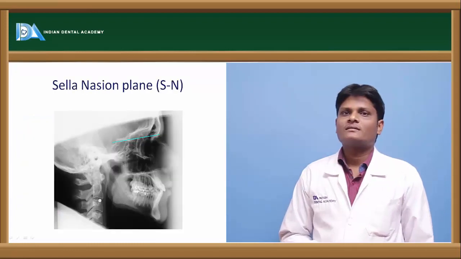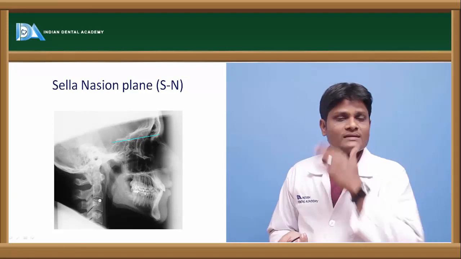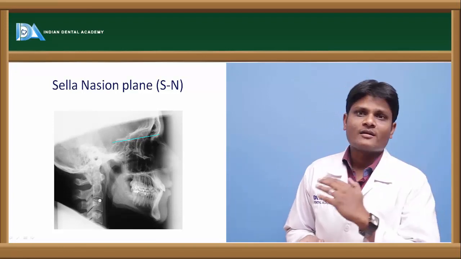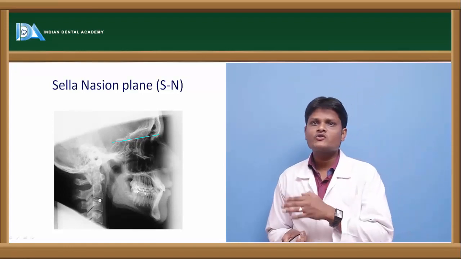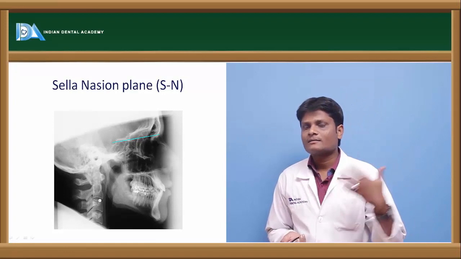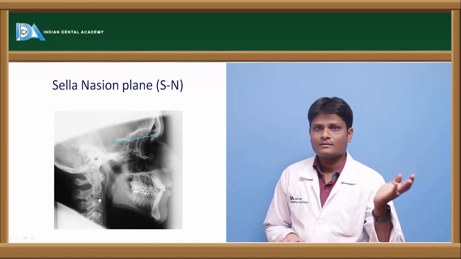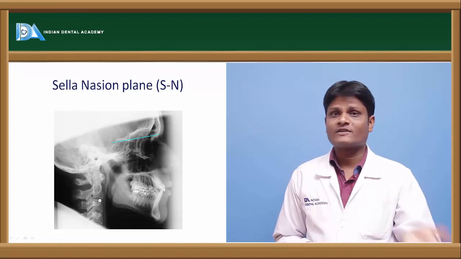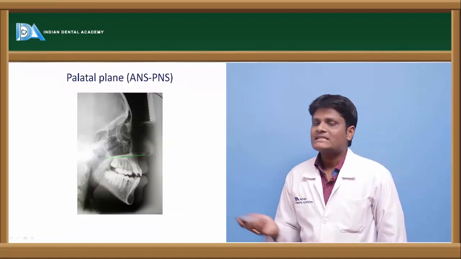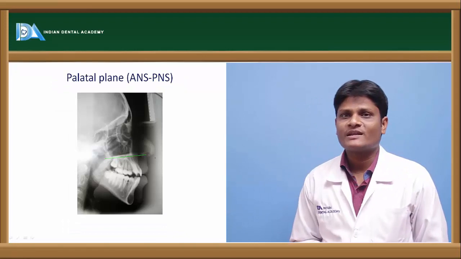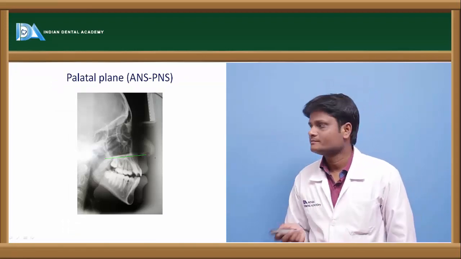The next important reference plane is the sella-nasion or SN plane. This is the anterior cranial base. So sella-nasion marks the anterior cranial base. Usually we take these reference planes, either the FH plane or the SN plane, in different analyses as reference planes. That means standardized reference planes. The next important horizontal reference plane is the ANS-PNS plane or palatal plane, which marks the plane of the hard palate.